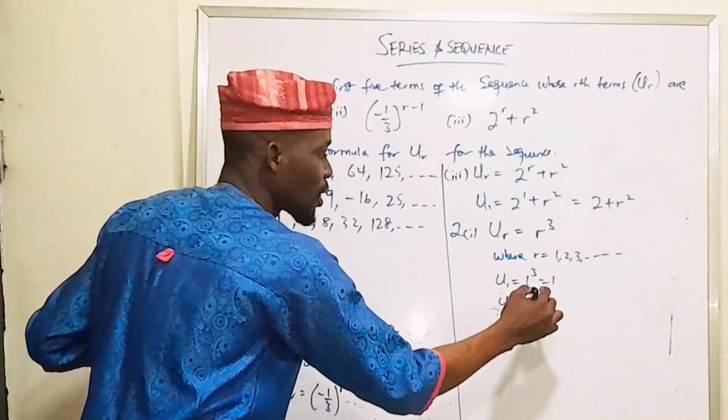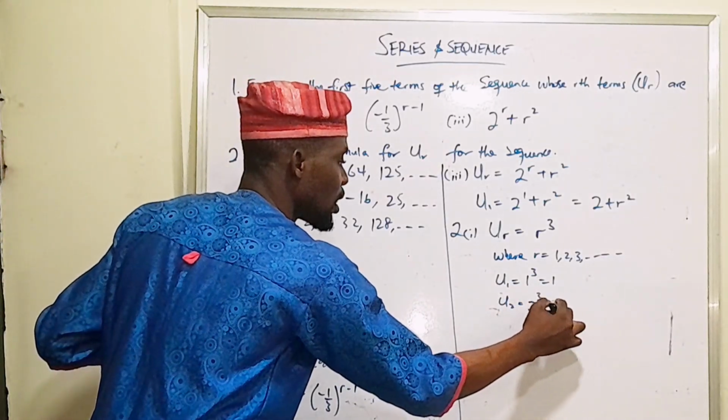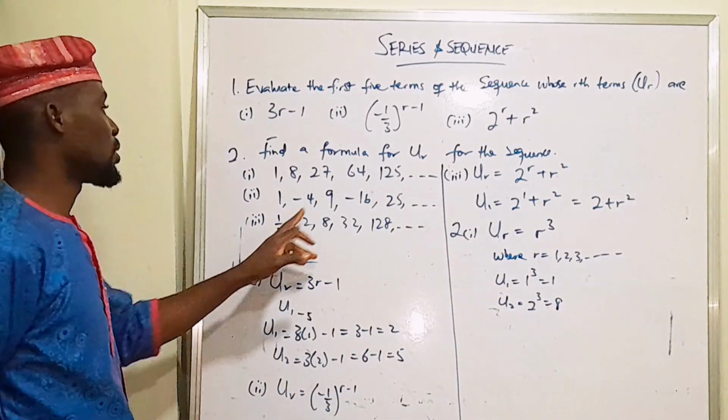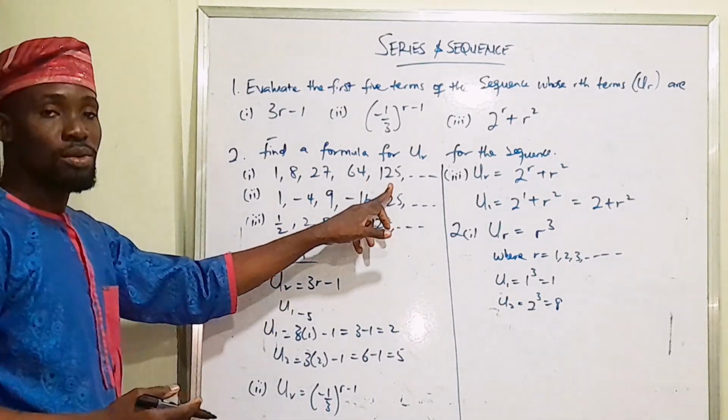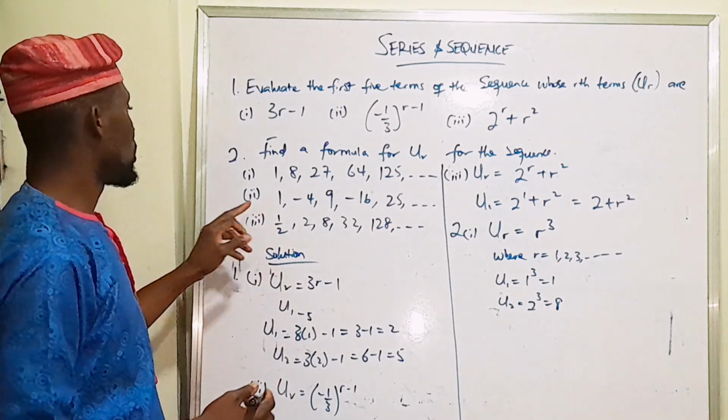See this formula. When R is 2, that becomes what? 2 cube. And that's what? 8. When you test for 3, you're going to get 27. Test for 4, you get 64. Test for 5, you get what? 125, and so on.